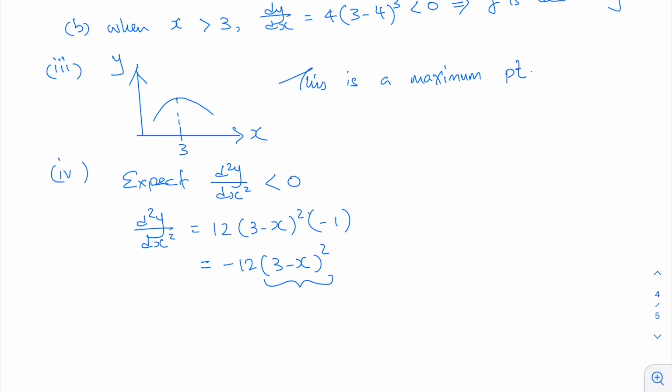Square is always what? We're dealing with real numbers here, real values, real answers. So a square is always deemed as positive. Yes. So when you have a positive number multiplied by a negative 12, you will surely get an answer that is less than 0. Exactly what we expect. You got it?